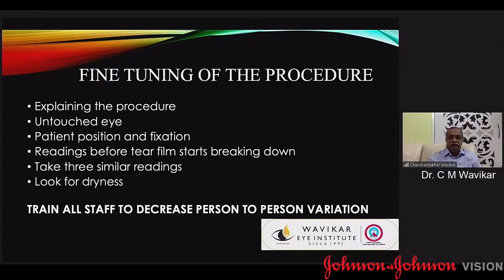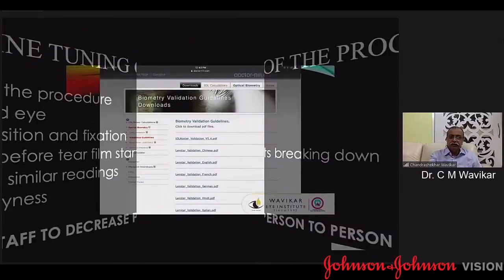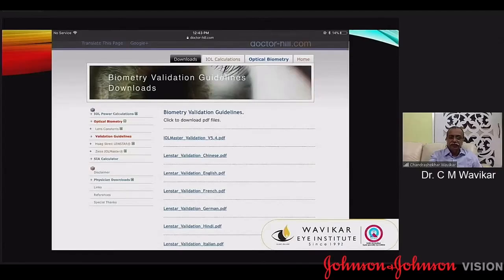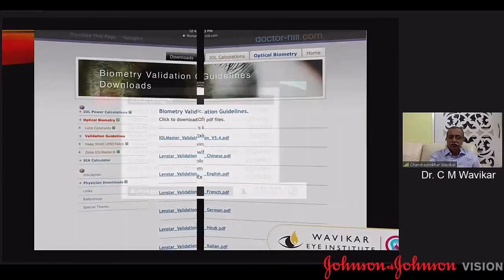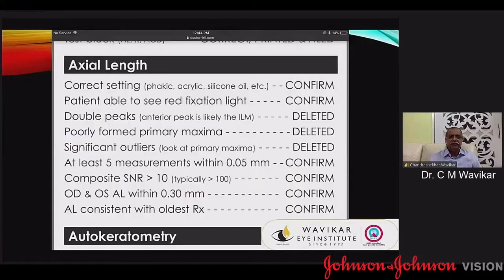Look for dryness. The staff has to be trained not only for fine-tuning the procedure, but for decreasing the person-to-person variation. Then the next point is the validation in data acquisition. There are many guidelines available on Warren Hill's website. I'm just giving one as an example. This is what we need to do if we want to say that our reading is correct.